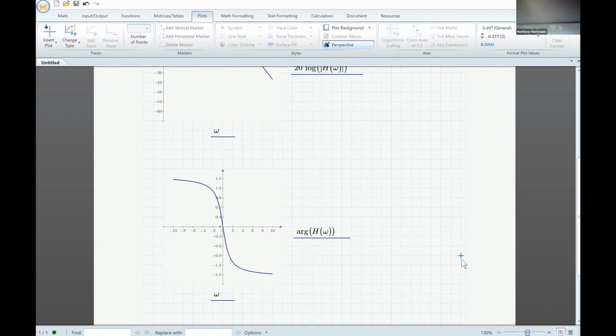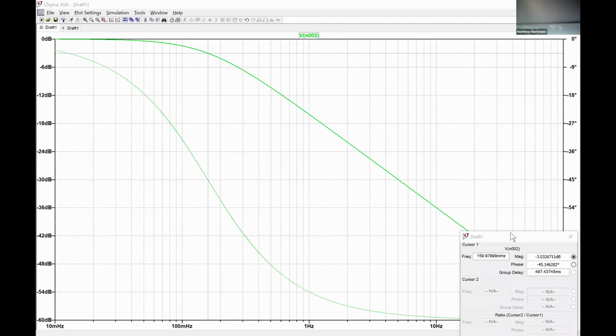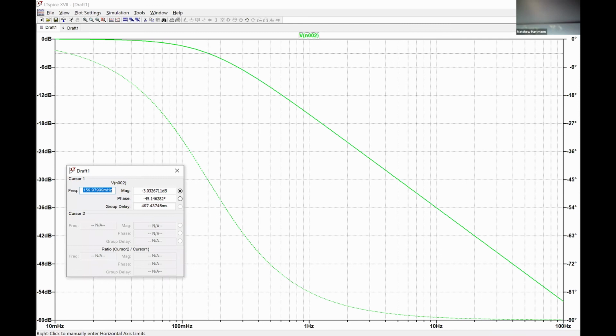So 1.57 blah, blah, blah is pi over 2, which is positive 90, and negative 1.5 blah, blah, blah is negative 90 degrees. Now we saw when we looked at LTSpice that our phase angle, and we can't look at exactly 0 hertz on this logarithmic x scale, but we saw that it started at somewhere close to 0 degrees, and then if I move this, it's decaying down to negative 90 degrees. So we're getting effectively the same response there.